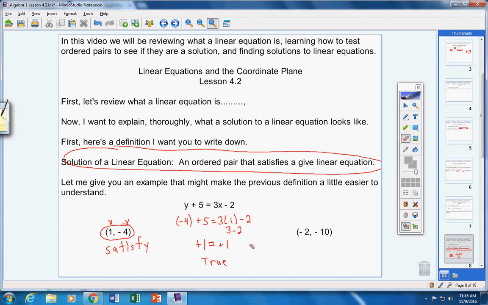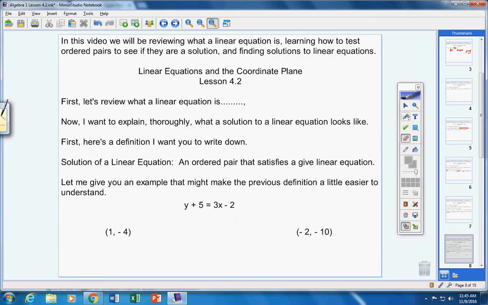By the way, there can be more than one answer, just so you know. Let's try this one here. Where the y is, I'm going to put a -10. And where the x is, I'm going to put a -2.